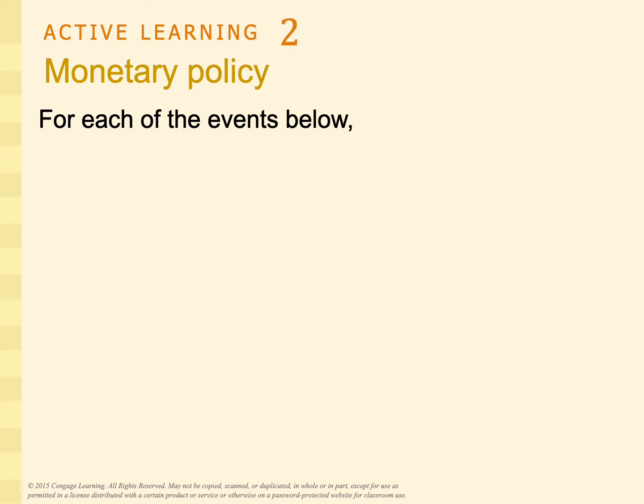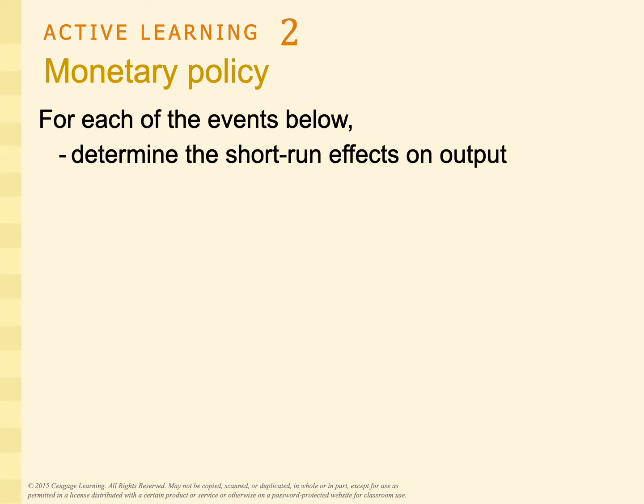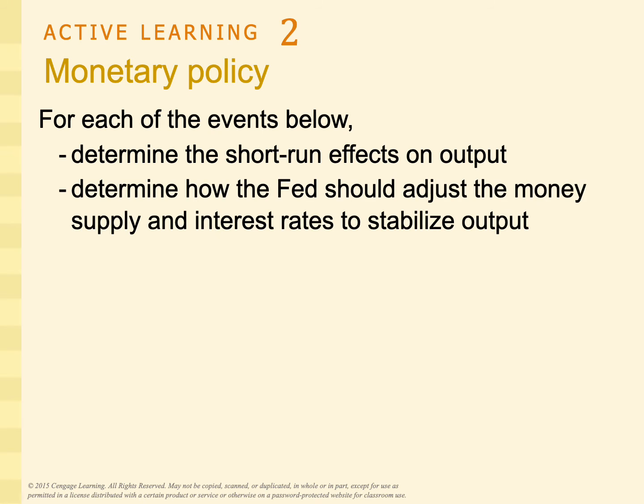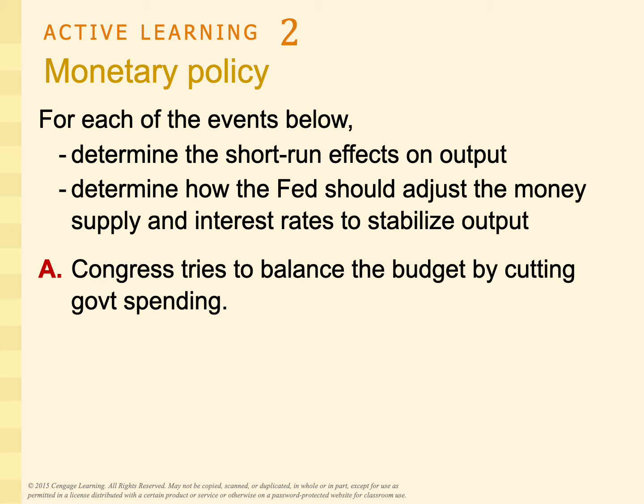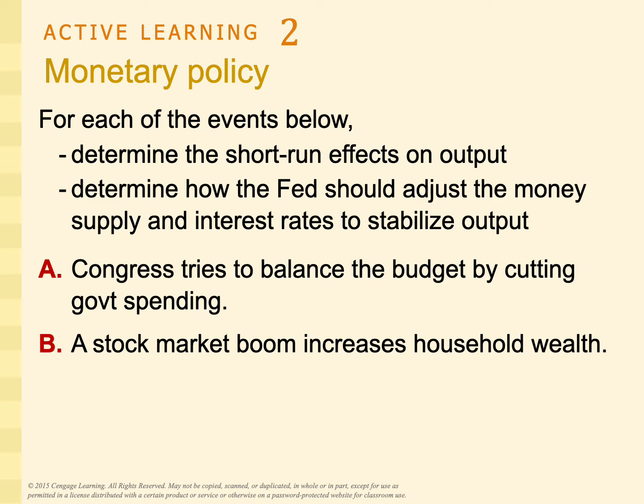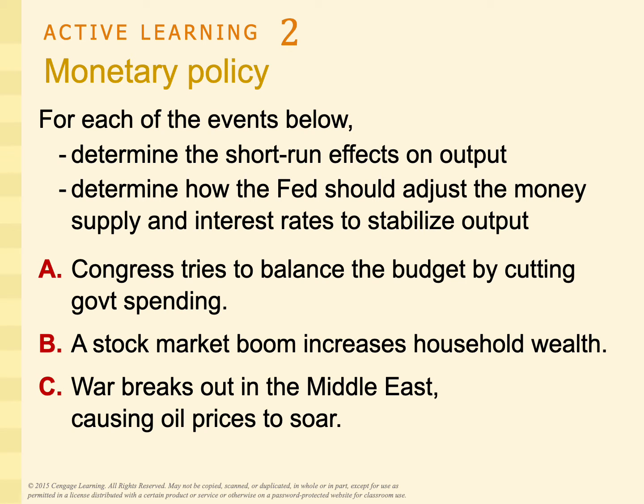Okay, so let's take a look at some practice examples. For each of the events below, we want to determine the short-run effects on output. We want to determine how the Fed should adjust the money supply and interest rates in order to try to stabilize output. When Congress tries to balance the budget by cutting government spending, when there is a stock market boom that increases household wealth, and also when war breaks out in the Middle East, causing oil prices to soar.